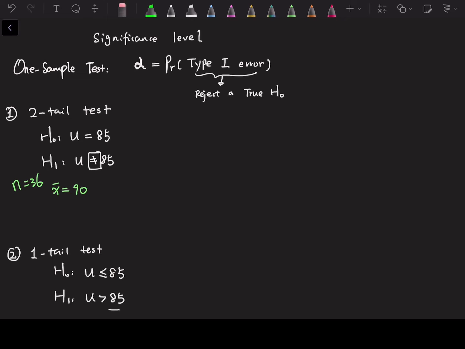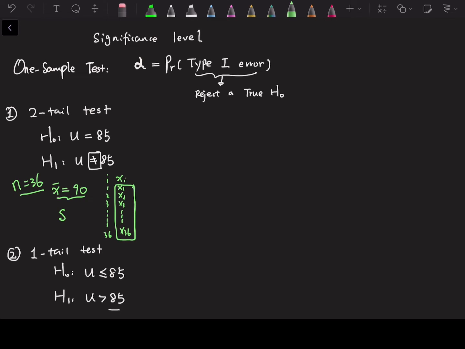So you have sample data like this, 1, 2, 3, all the way to 36, and X, the variable you're interested in, takes on different values, like this. This is your sample data. You always know your sample size. You can always compute your sample mean and also the sample standard deviation, right? So the average of this sample maybe is 90.